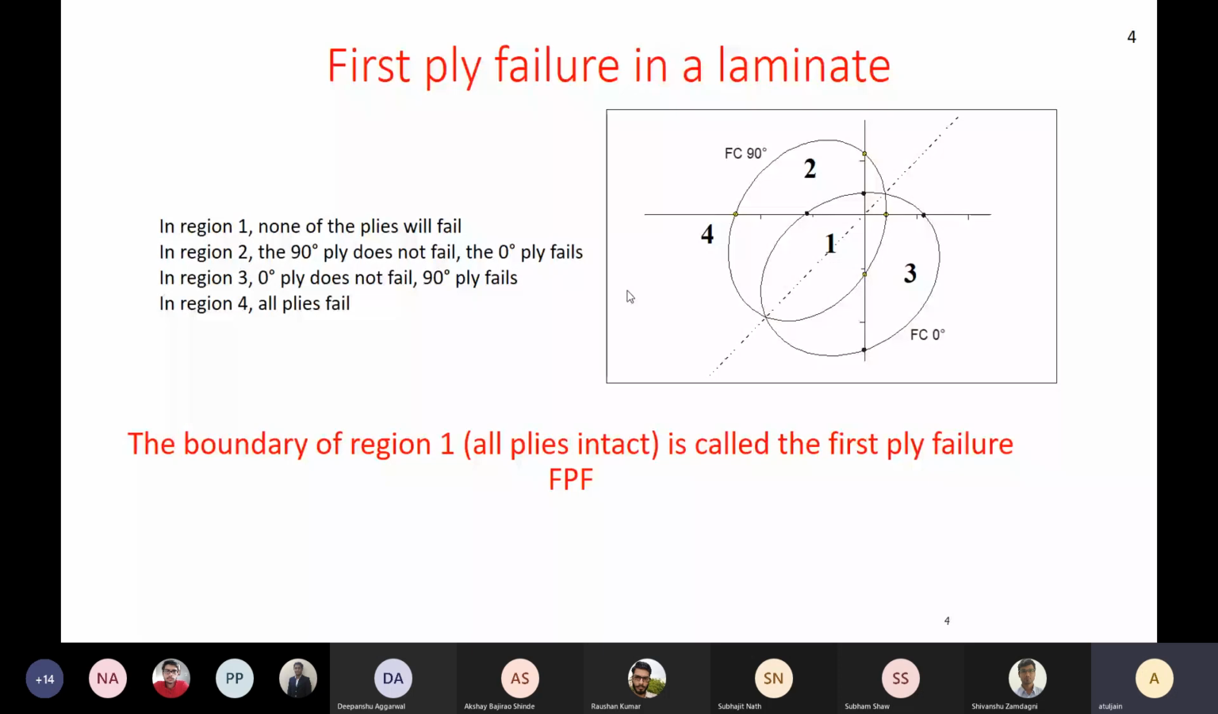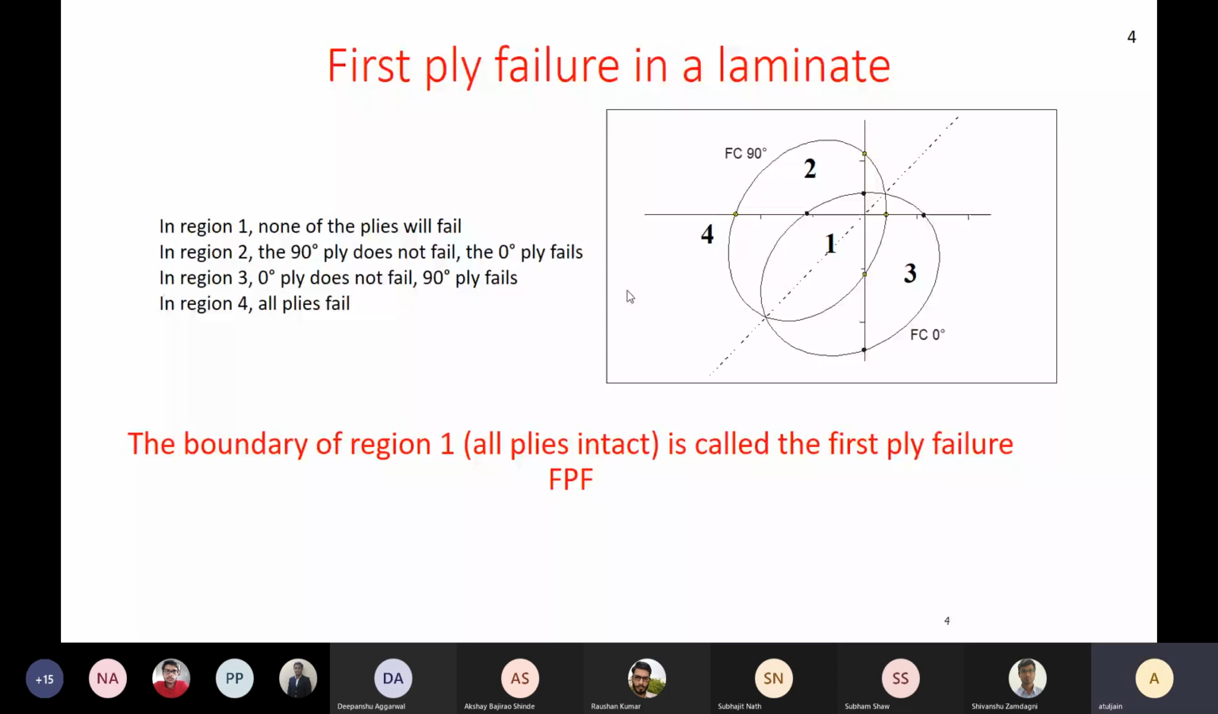And if we plot them in one plot, then we can divide this into four regions, 1, 2, 3, and 4. In region 1, which is the overlap between the two failure envelopes, if the state of strain or stress is in that region, then none of the plies will fail. In region 2, the 90 degree ply does not fail, the 0 degree ply fails. In 3, the 0 degree does not fail, the 90 fails, and in 4, all plies fail. So this region 1, where all plies are intact, is known as your first ply failure envelope.